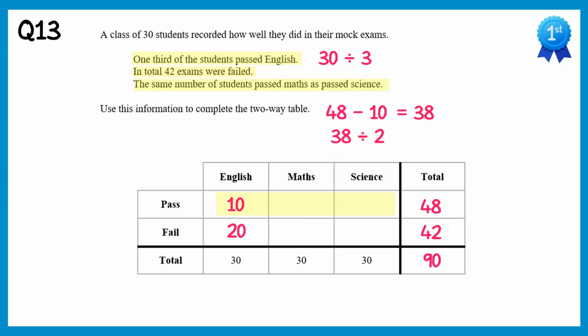But we were told the same number of students passed them. So if we do 38 divided by 2, we get 19. So they must both be 19. Now if we look at the maths column, these two numbers must add to make 30, so 30 take 19 is 11. And the same thing happens for science. These two must make 30, so 30 take 19 is 11.